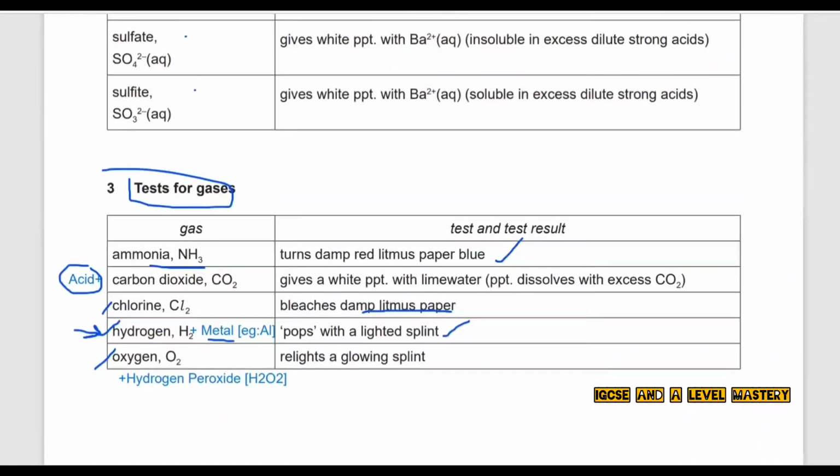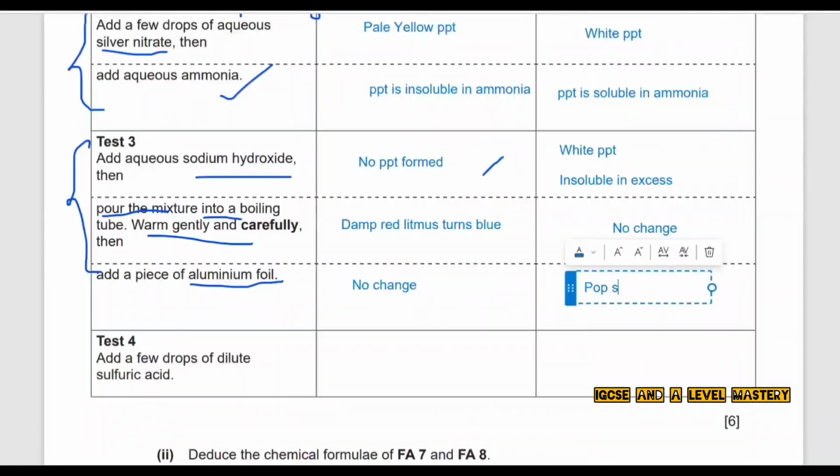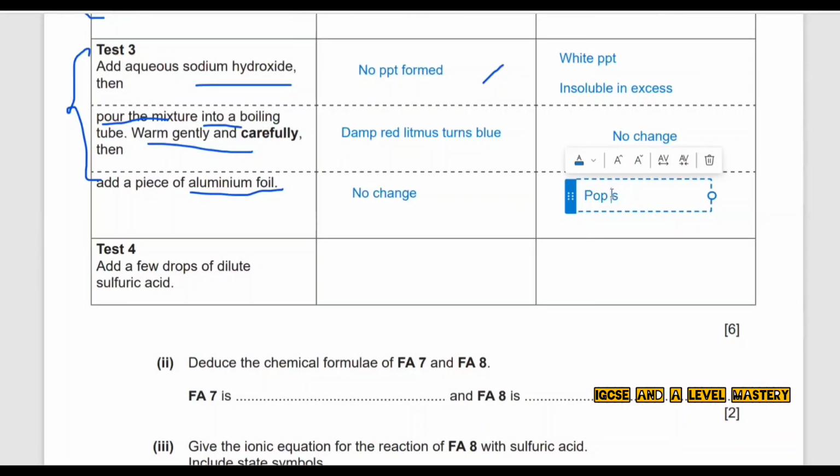So I'll write as it is there in the qualitative sheet. It says pops with a lighted splint. Okay, so I'll write pops with lighted splint. Okay, so these were the observations.